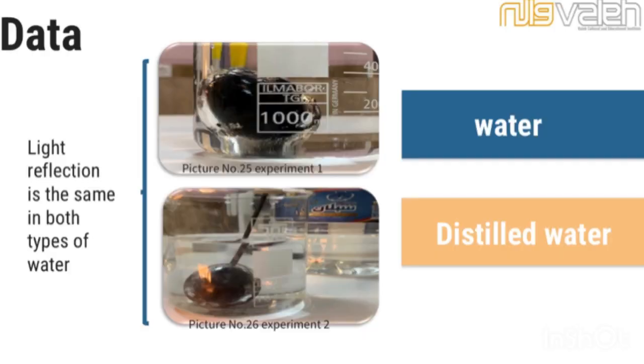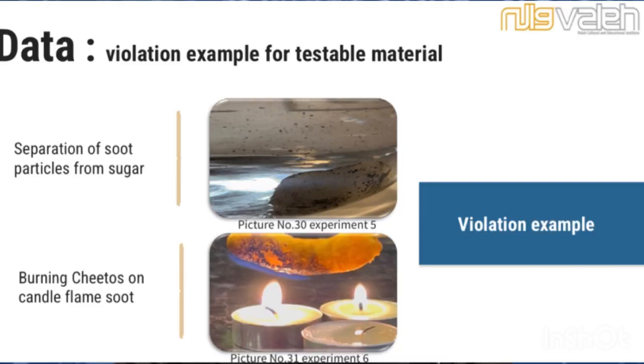And on the other side, you can see the violation examples and correct examples. For violation examples, we have two. One of them is sugar loaf, where you can see the sugar dissolving in the water and losing its adhesion with soot in the water. And for Cheetos, it's burned by the candle soot. And because of that, we said that these two are violation examples. And about correct examples, we have three. One of them is olive, another one is pickled cucumber, and the egg with shell. You can see them reflecting light like a mirror in these three.